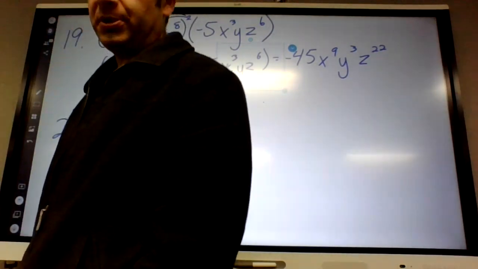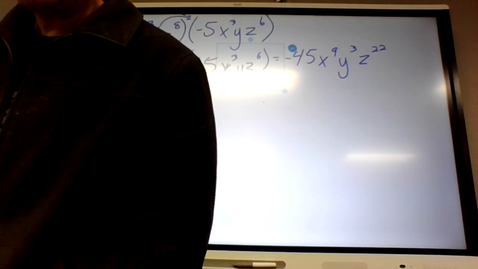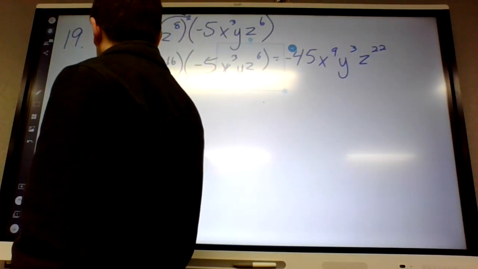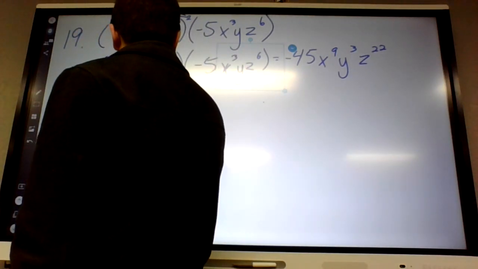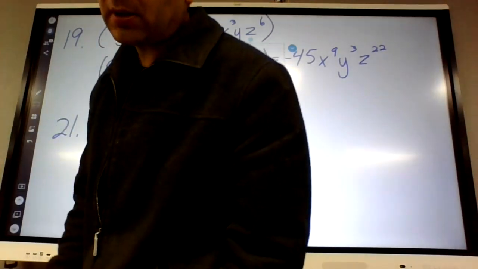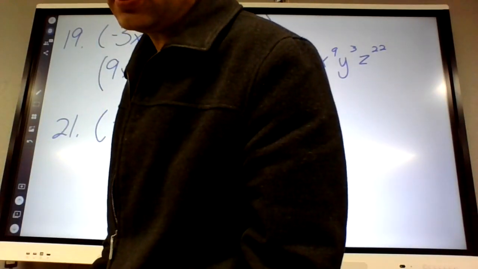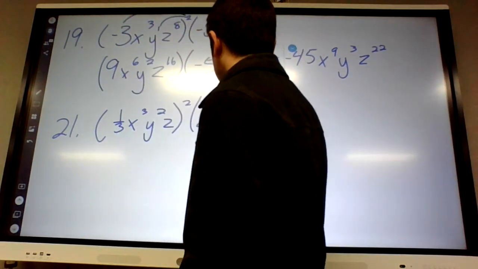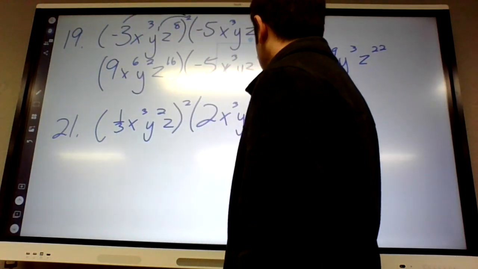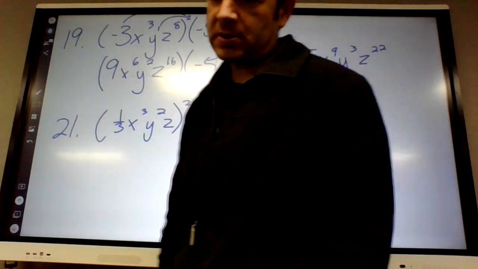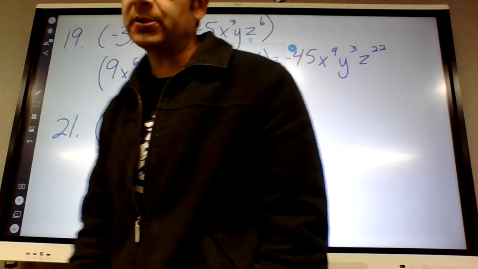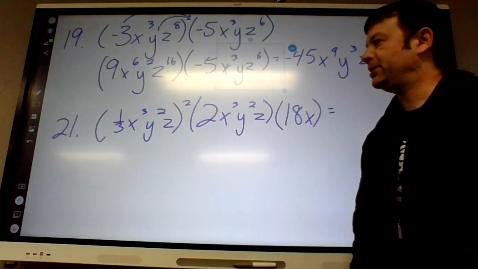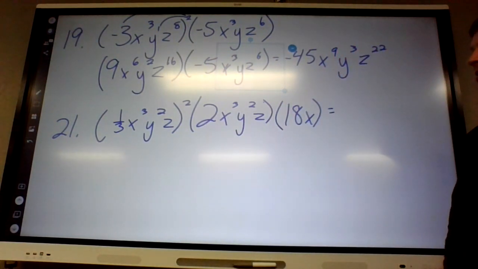All right, 21. 1/3 x cubed y squared z, squared, x cubed y squared z, times 18x. Alright, so we got 3 things multiplied together.